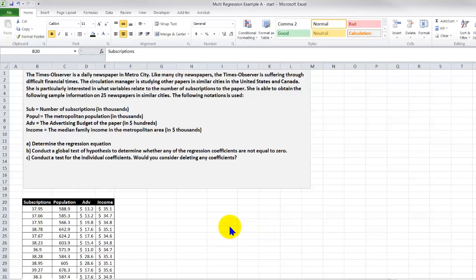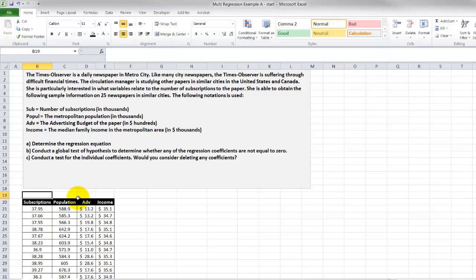Okay, so once we open up the starting file, what we're seeing here is a list of the information that we've collected: subscriptions, total population, advertising, and the income. One of the first things we're going to have to do is identify what is the dependent variable amongst these variables collected, and what are the independent. What is independent to income?